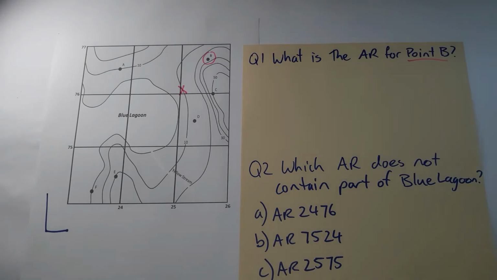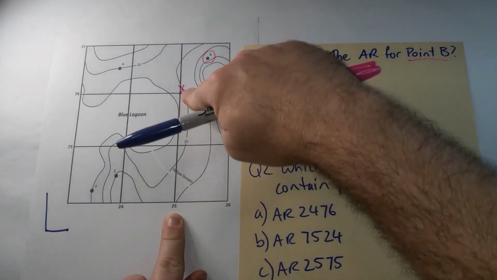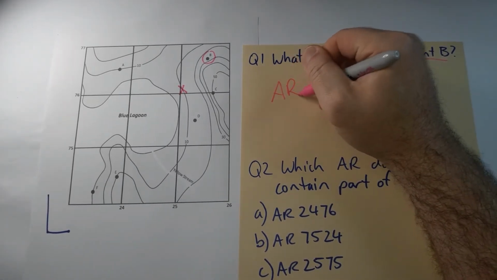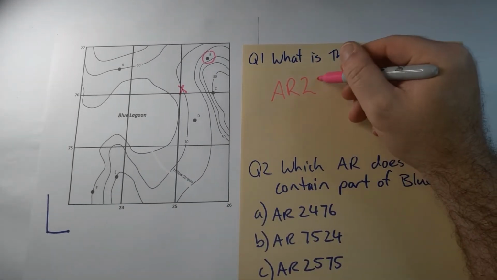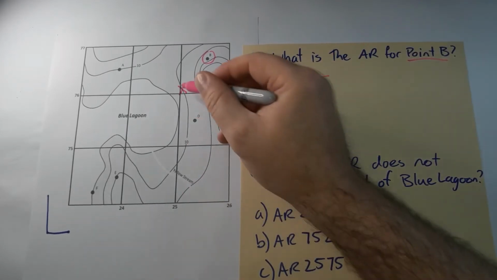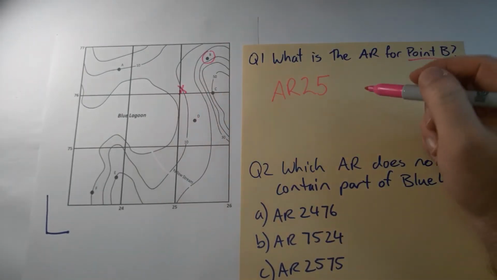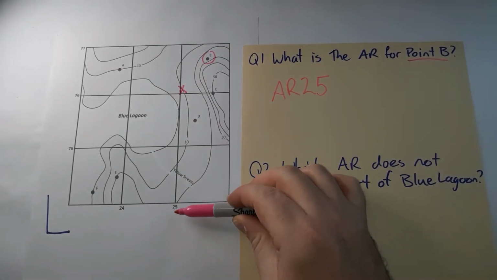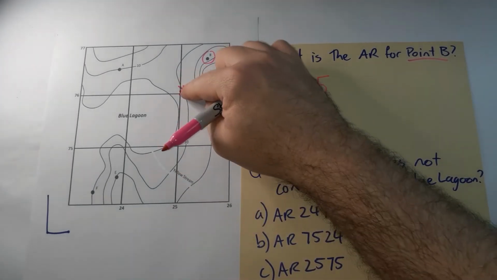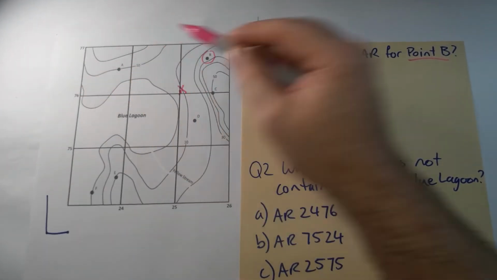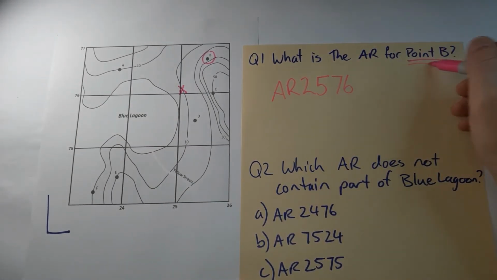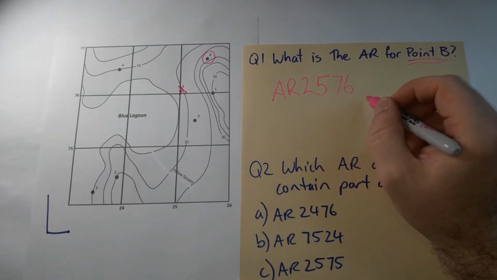So if I travel east, I'm going to line up with the number 25, which lines up with my finishing place. So my area reference, the first two digits are going to be 25, because they line up with my finishing location. The next two numbers tell me how far north I go to land on that point. So if I go up to this line, I'm at my finish line, and that's a 76. So the code for the square that point B sits in is 2576.